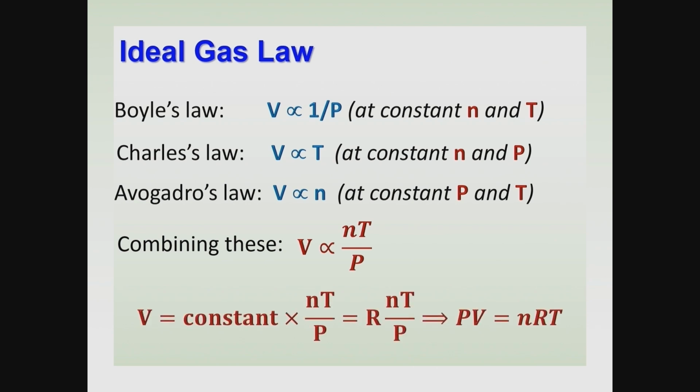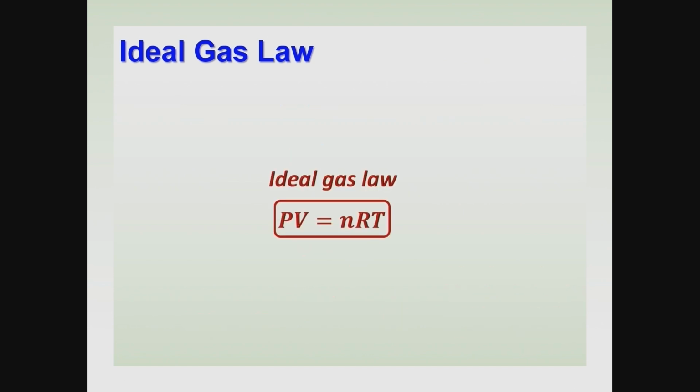Here I say V is equal to constant times NT over P, and now we're not going to call the constant K anymore. We give it a special letter. We're giving it a capital R. So V is equal to R, which is the constant, times N times T divided by P, and then you can rearrange variables, and then we get the common expression of this new gas law we're going to deal with, which is PV is equal to nRT. This law is called the ideal gas law.